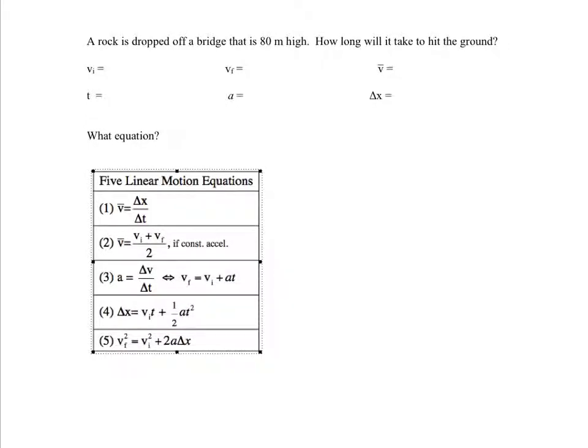Alright, here's another word problem, and as always we want to start by identifying the variables we know. So the first thing we might notice is that this bridge is 80 meters high, so this rock is going to fall the 80 meters, so that's the displacement. And then it wants to say how long it takes to hit the ground, so we're looking for time.